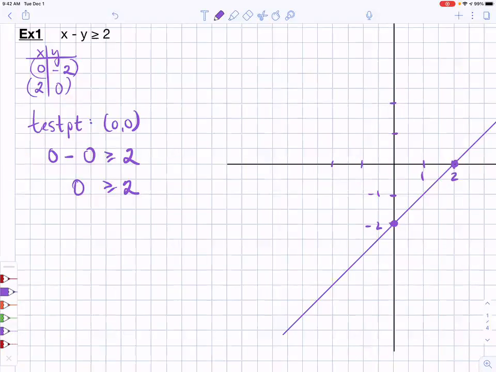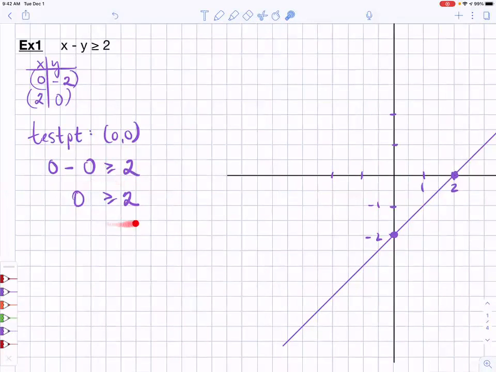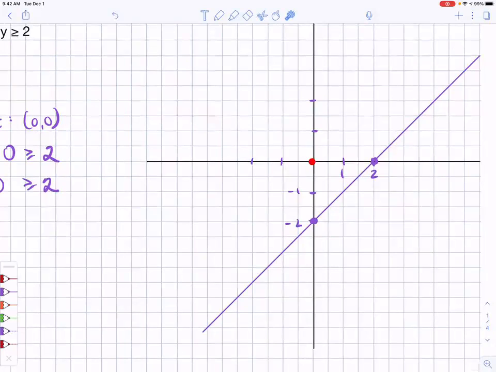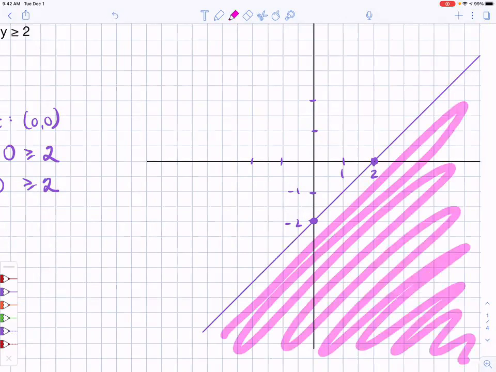Okay, so here's what we've got then over on our picture. 0, 0 was my test point. And you notice that 0, 0 is definitely on one side of the line, right? Oh, but 0, 0 told a lie. So the consequence is 0, 0 doesn't get to go to the shading party. The shading party is on the other side of the line. Okay, so here's where my shaded part is.